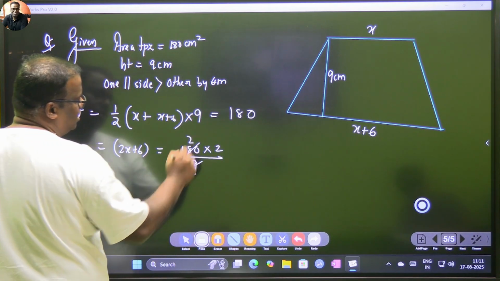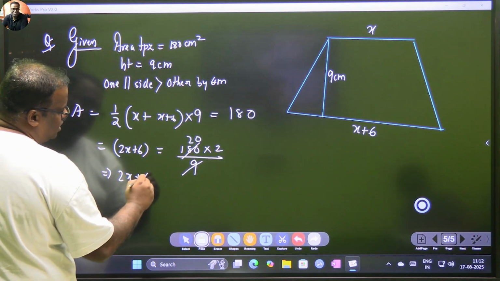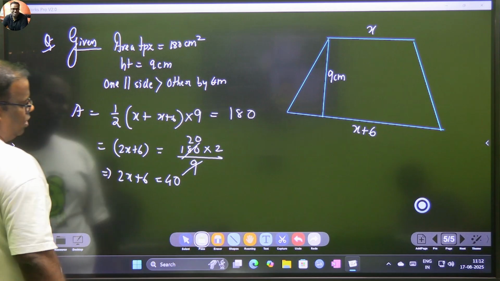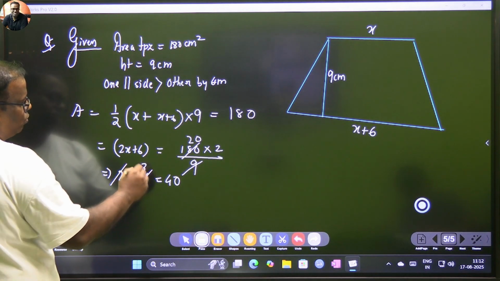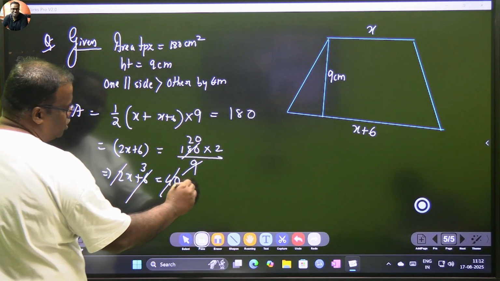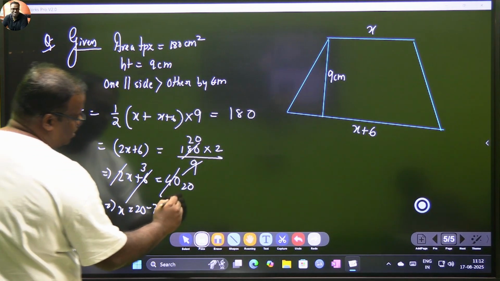9 2s are 18, 20. So this is basically 40. So you have 2x plus 6, which gives you 40. Now you can do some smart maths. If you take out 2 from here, it's 3. If you take out 2 from here, it is 20. So x is equal to 20 minus 3, which is equal to 17.